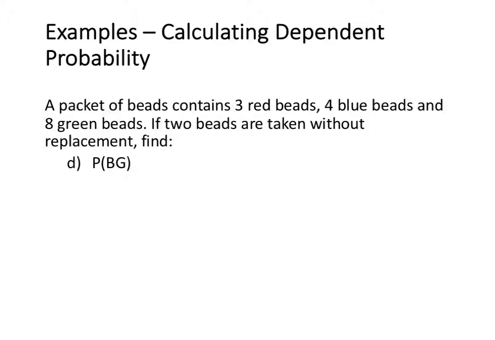In part D, I want to calculate the probability of getting a blue and a green. So my first step is going to be to calculate the probability of getting a blue bead on my first draw. And then it's going to be the total number of favourable outcomes, which is equal to 4, over my total number of outcomes, which is 15. So the probability of getting a blue on my first draw is 4/15.